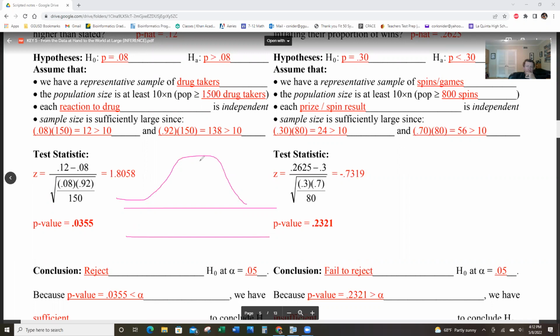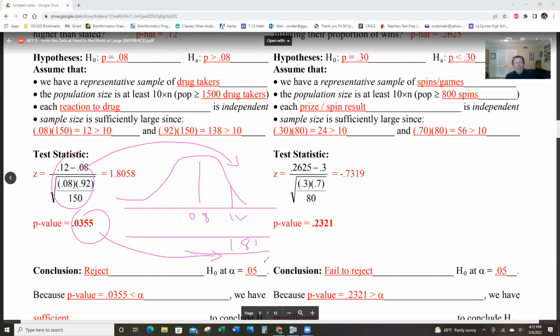Okay, so this is 0.08 and then it was 12%. And then this was the standard deviation right here. And then the z-score was 1.81, and the p-value was right here, 0.0355. You can draw that right there.